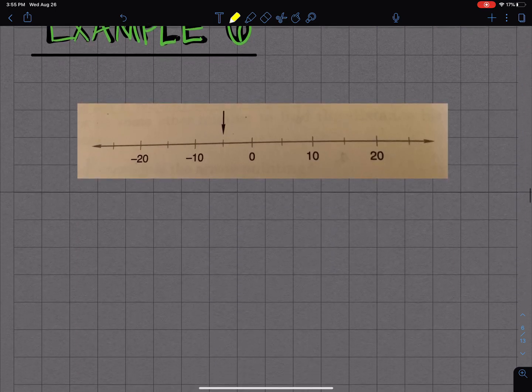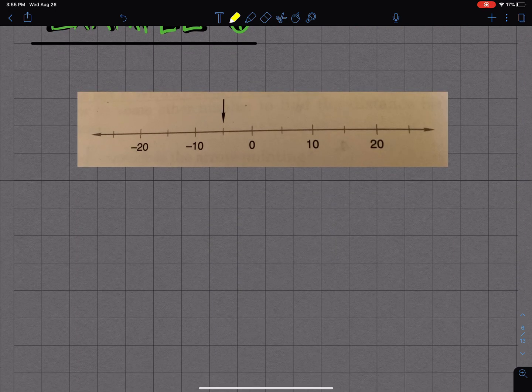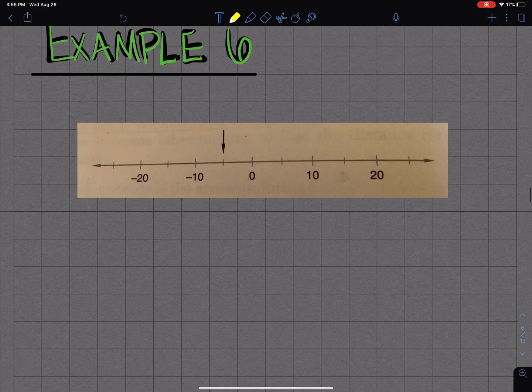Let's go on to example 6. So you have to turn the page for that. And it says, to what number is the arrow pointing? So here's the arrow. And it wants to know what it's pointing to. Well, here we have a number line that gives us a value of 0 and then a 10 over here and a negative 10 here. And there's only one tick mark in between.